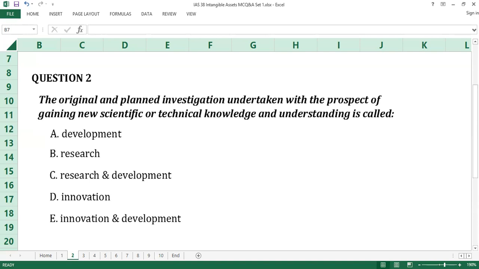Question number 2. The answer to question number 2 is B, research. Research is the original and planned investigation undertaken with the prospect of gaining new scientific or technical knowledge and understanding.